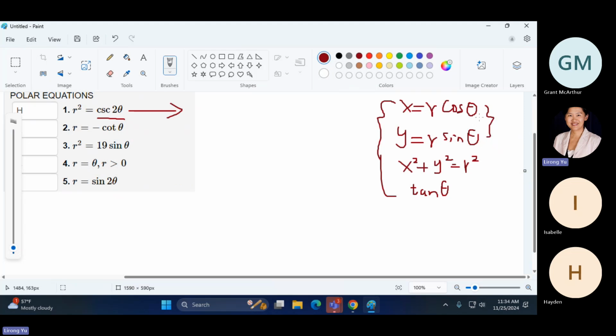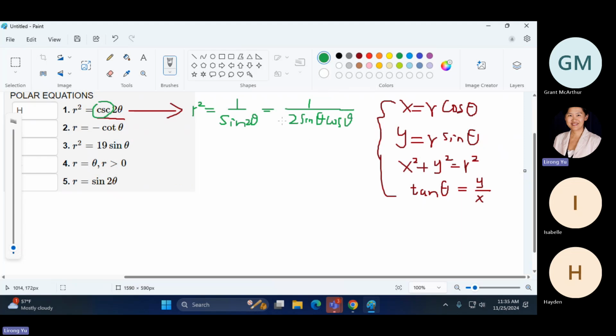If you don't have r, and you only have the angle, then you have to rely on tangent theta equals y over x. This is a way to convert an angle into x and y. So those are the four familiar formulas. But if we don't have any of these, no r, no cosine or sine, no r squared, then we have to convert it to something familiar. Cosecant is 1 over sine, so this is r squared equals 1 over sine 2 theta. And sine 2 theta is a double angle: sine 2 theta equals 2 times sine theta times cosine theta.